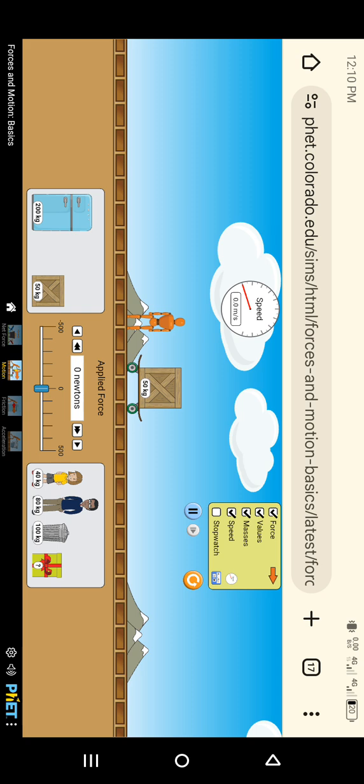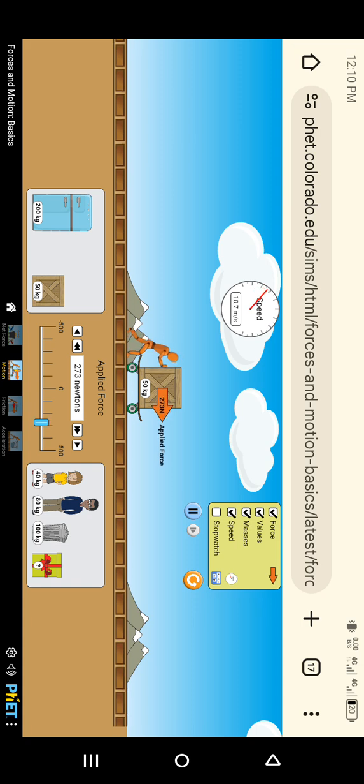Now here we can also increase the size of the applied force. If I increase the force, the acceleration will also increase. Okay, that is all about the motion.